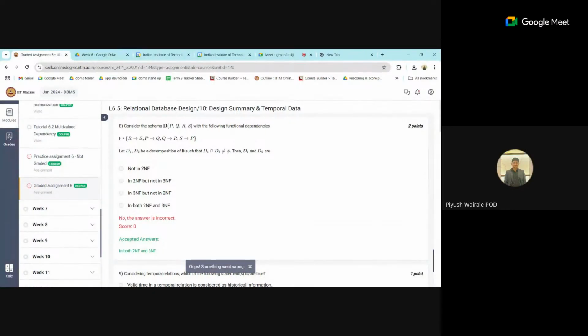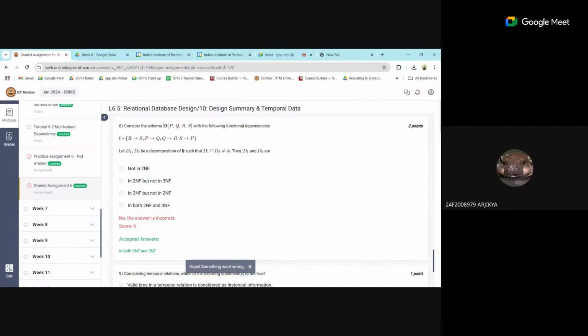So here we are saying we have schema D having this attribute. We have a functional dependency and a decomposition D1, D2 such that D1 intersection D2 is not equal to empty set, right? So it means it is a lossless decomposition. Okay. Then D1 and D2, the same thing we need to find out now. First, find out the key. Which one is the key here?